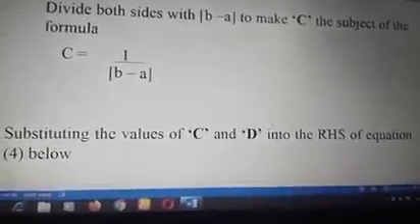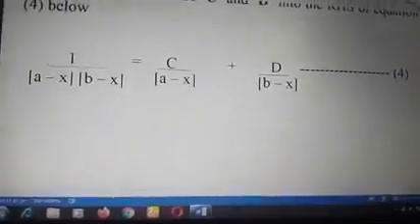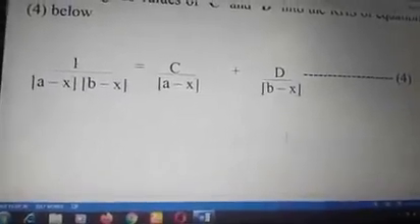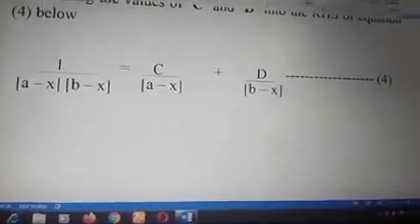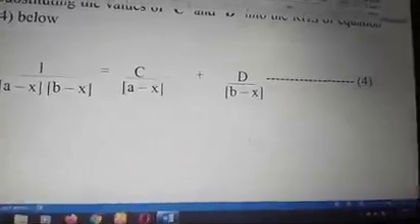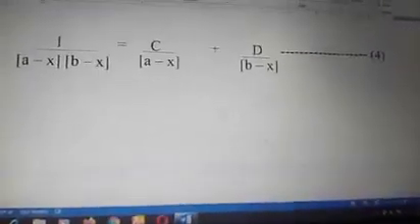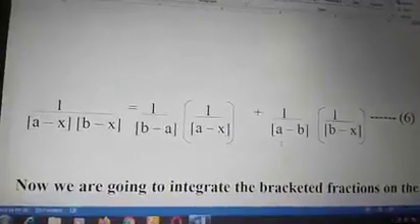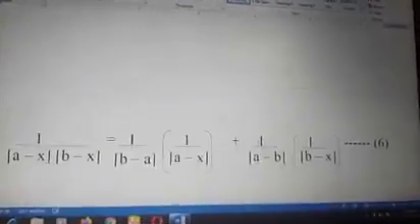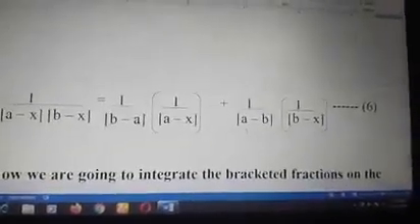Then we substitute the values of C and D into the right hand side of equation 4. So this equation 4, where we have 1 over A minus S multiplied by B minus S equal to C over A minus S plus D over B minus S. That's the partial fraction we started with. We have gotten the value of C and D, so we now replace C and D with their actual values. So we now have 1 over A minus S multiplied by B minus S equal to, C is 1 over B minus A multiplied by 1 over A minus S, then D, the value of D is 1 over A minus B multiplied by 1 over B minus S. We have this expression which we call equation 6. So you can see it very well.